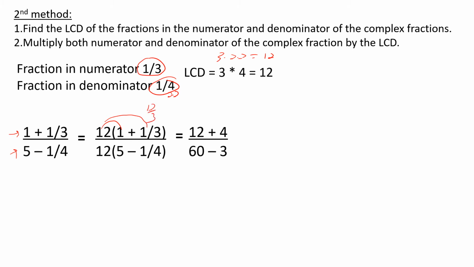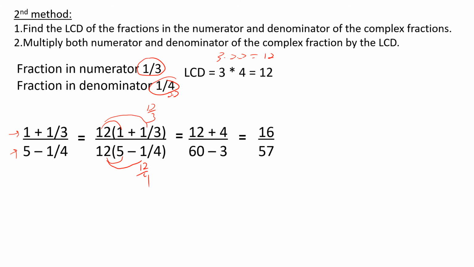And 12/3 is the same thing as 4. And then we're going to take 12 times 5 and get 60. And then 12 times 1/4, which is the same thing as 12/4, which reduces down to 3, right? So that's all we're doing so far. So we just multiplied. We're going to go ahead and simplify. 12 plus 4 is 16, and 60 minus 3 is 57.